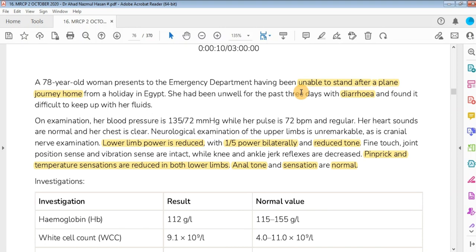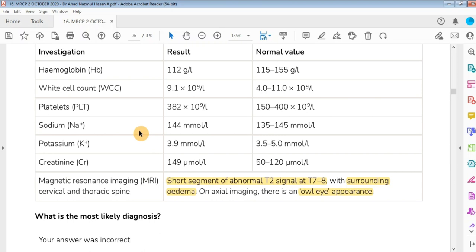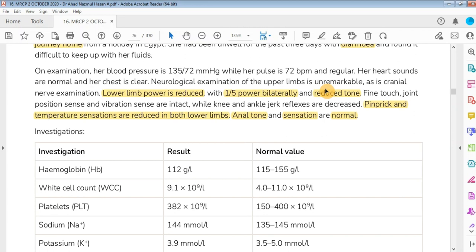And can it be transverse myelitis? In case of transverse myelitis, is there a viral illness history or vaccination? Yes, transverse myelitis usually follows a viral illness, and the patient will have features of upper motor neuron lesions. So the patient will have increased tone, as well as increased reflexes, hyperreflexia.